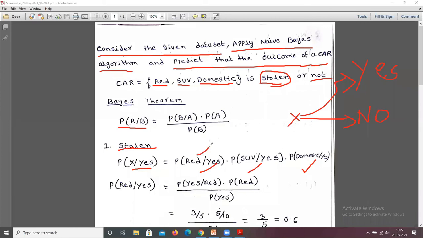Red is the color. SUV means the type of the car. Domestic means whether it was imported or designed in the current country or not. So that we are calling it domestic. So first we are going to find the probability of red by yes.